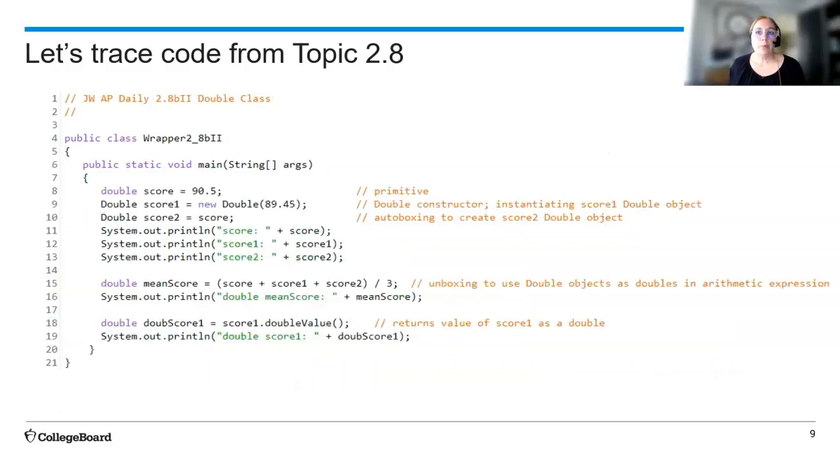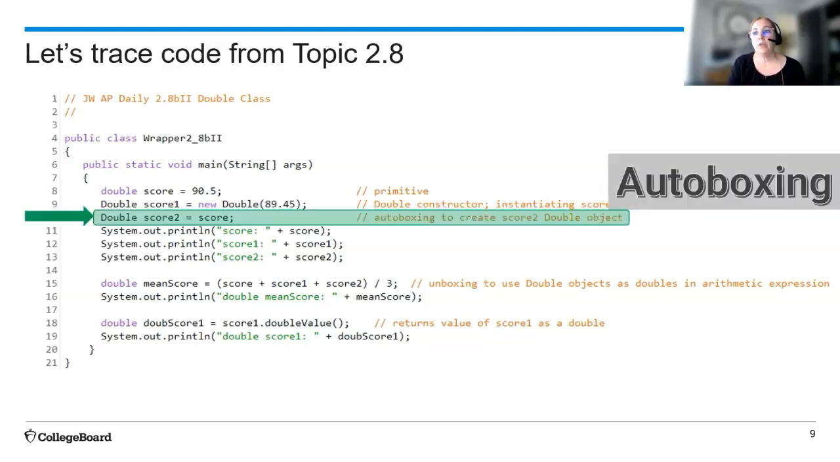The next example, similarly, is done with the double class. Lines 8, 9, and 10 provide 3 different ways to declare: a primitive type on line 8 and 2 objects on lines 9 and 10. You can see that on line 10, I used autoboxing to again create an object, this time named score2.